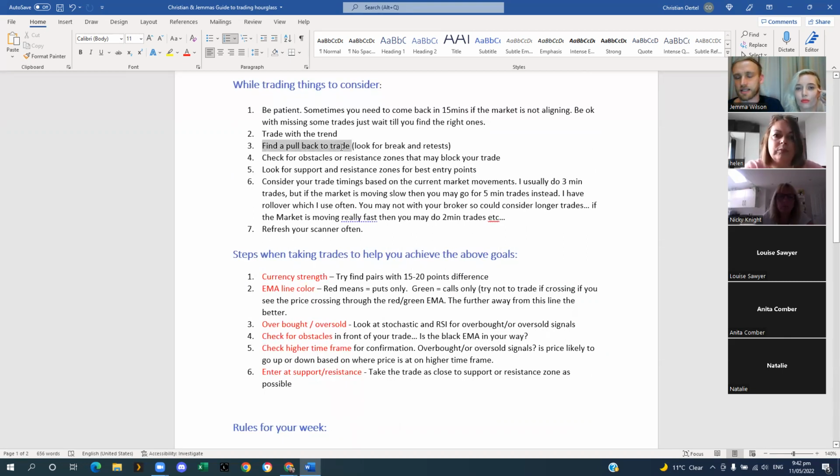Find a pullback and trade that. So that's what you want to trade. Look for breakthroughs and retests, and we'll explain what those are. Just fill out the diary.